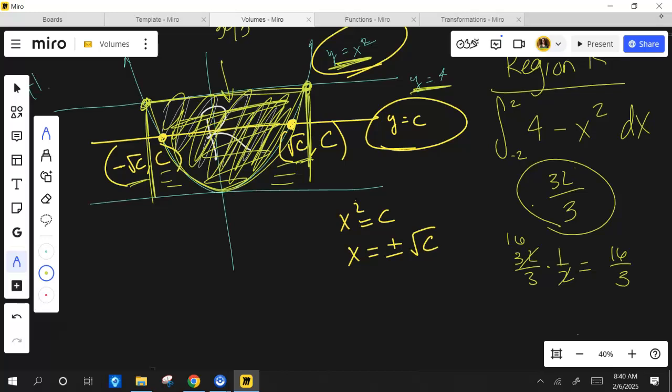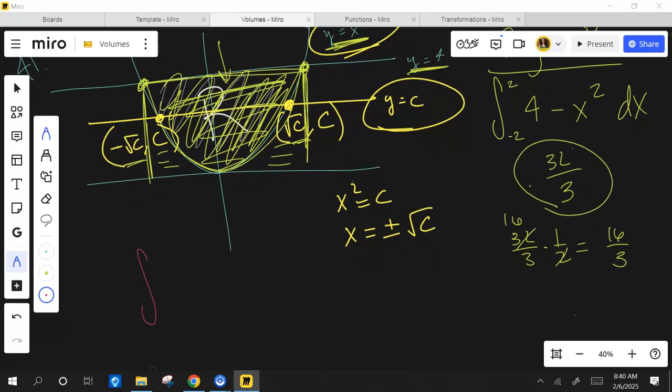It's the area of what? 16 over 3 is the area, half of the R, but using a C because I'm trying to solve for C. If I run my integral from negative square root of C to square root of C, oh my gosh, let me finish. Watch. And I am doing top curve. What's top curve? C minus the bottom curve, x squared dx.